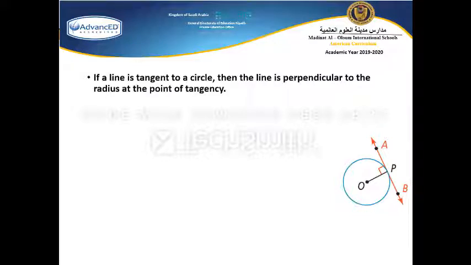Okay. If a line is tangent to a circle, this is theorem 12.1. If we have a line tangent to a circle, like line AB is tangent to our circle, then this line is perpendicular to the radius at the point of tangency, point P. Then this line AB is perpendicular to the radius OP at the point P. Then we have a right angle as you see here. Then angle APO is a right angle at P.